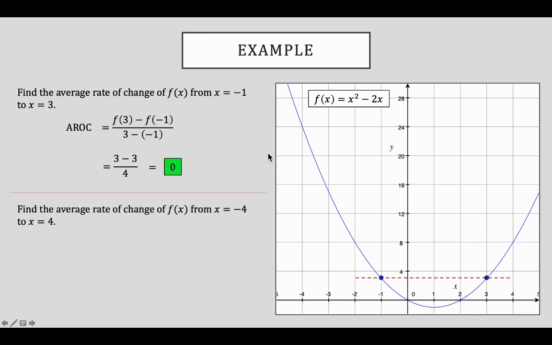Okay, so let's take the same function here, f of x equals x squared minus 2x, and let's find the average rate of change now from x equals -4. All right, that's going to be right here, and x equals +4.